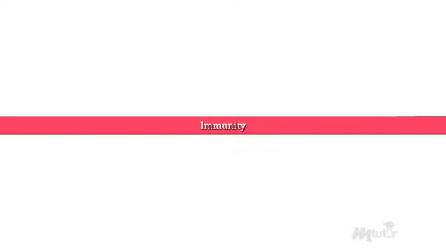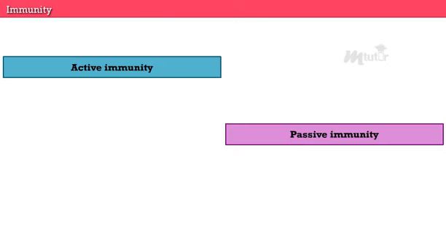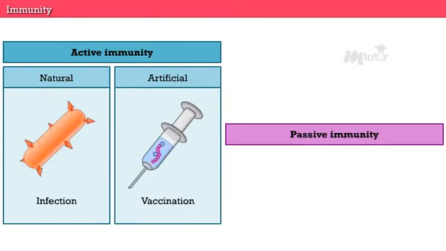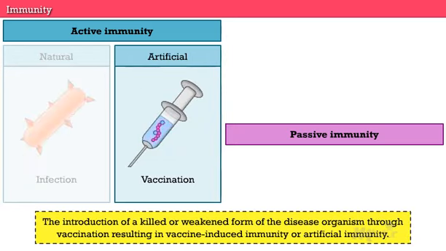Now, let us move on to the third important part, which is immunity. Immunity can be described as either active or passive, depending on how it is acquired. Active immunity results when exposure to a disease organism triggers the immune system to produce antibodies to that disease. Exposure to the disease organism can occur through infection with the actual disease, resulting in natural immunity, or the introduction of a killed or weakened form of the disease organism through vaccination, resulting in vaccine-induced immunity, or artificial immunity.